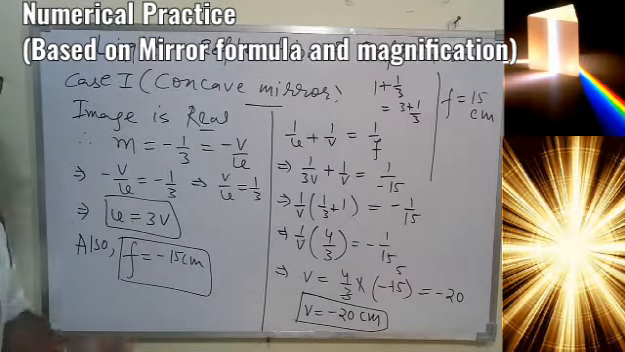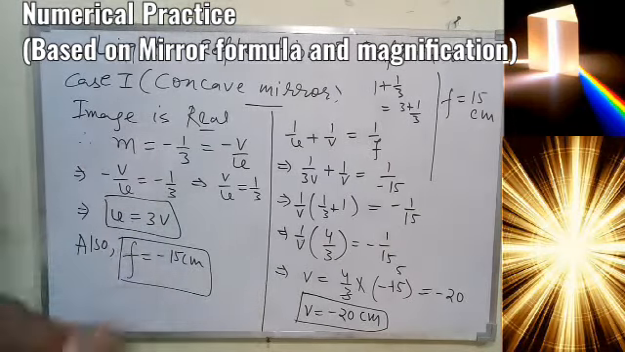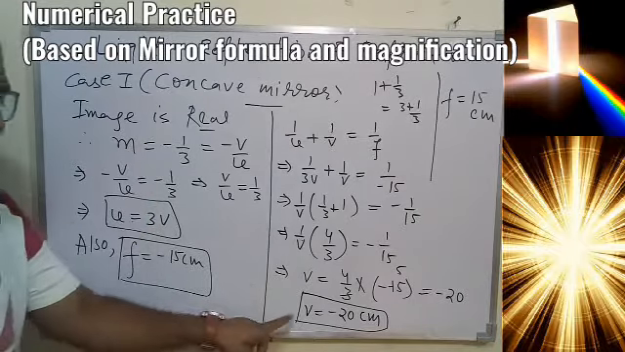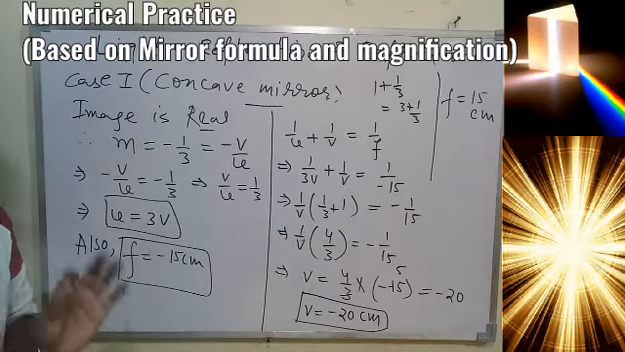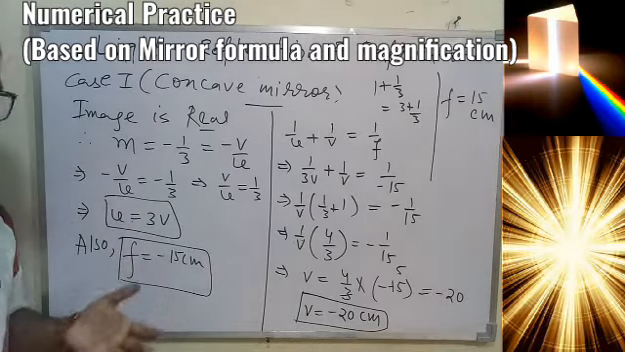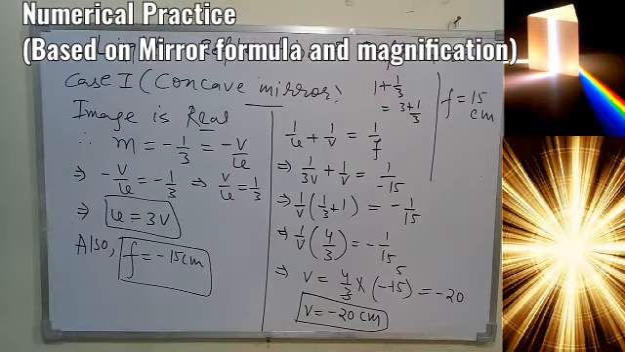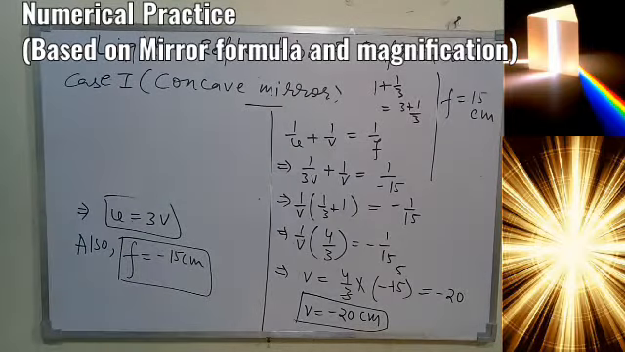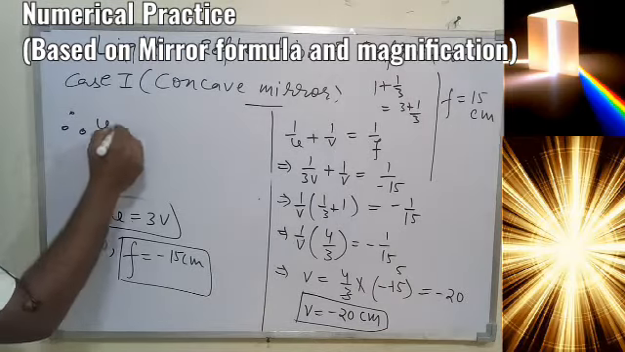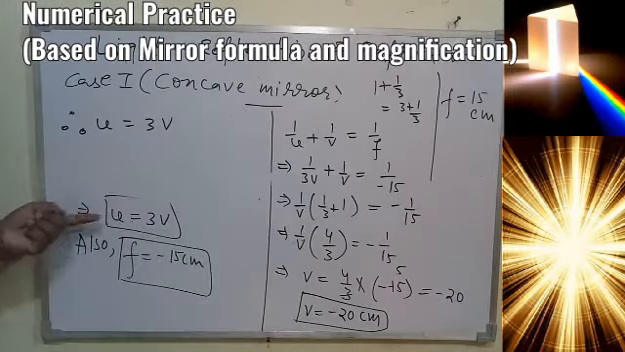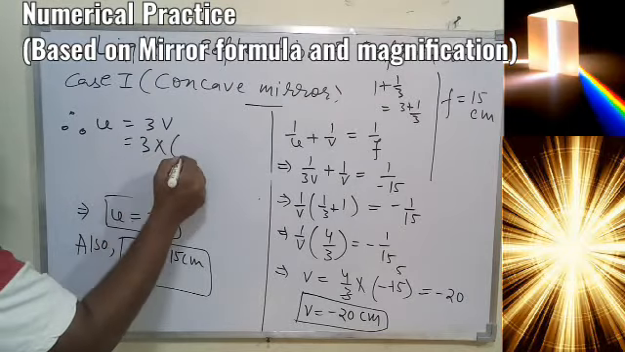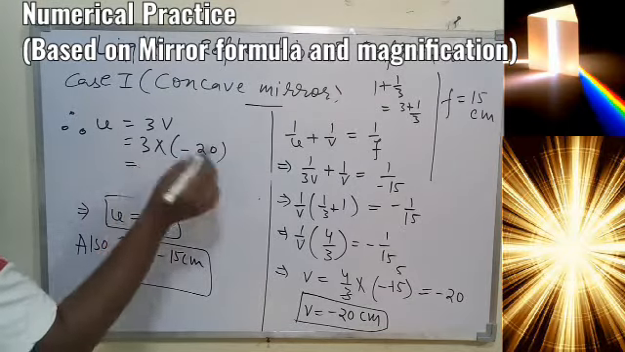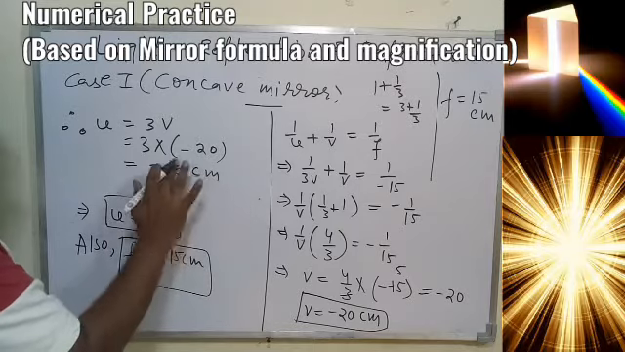So we understood if we have a concave mirror, the image must be real, and in that case the image distance will be minus 20 centimeter. Now we know if the image distance is coming negative, it must be real. Now we can find u also. Since this part is done, we can say u is equal to 3v from here. So we write 3 and v is minus 20, how much? Minus 60 centimeter.